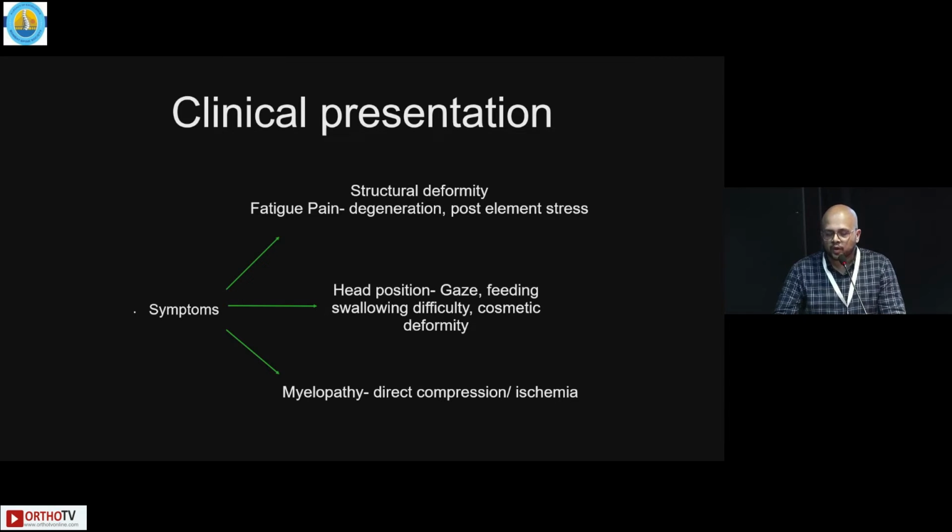These patients usually present with pain. This pain is fatigue pain because they have to put in effort to maintain horizontal gaze. It's also due to extensive degeneration of the posterior elements. They may have an altered head position in severe deformities, so there can be feeding, swallowing, as well as cosmetic concerns. These patients may also have direct compression of the cord and ischemia-related injury leading to myelopathy.